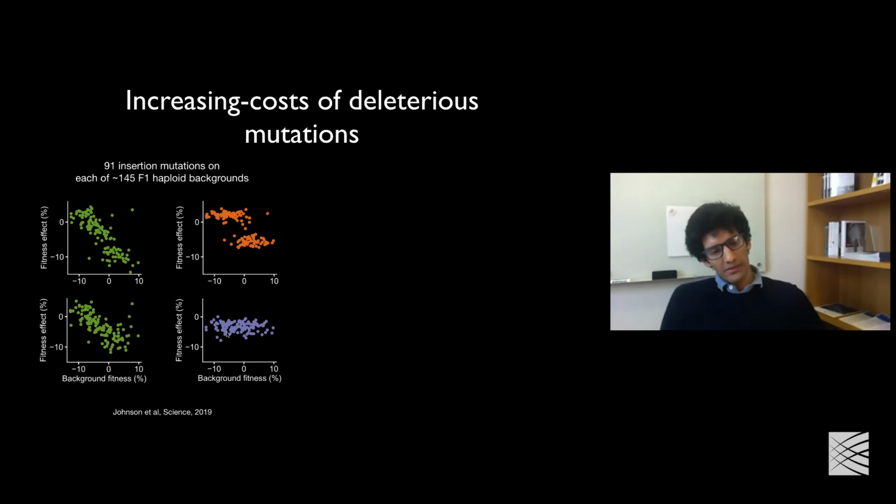Now, at least naively, if you think that there isn't much epistasis, what you would expect is something like these two plots over here, right? So you either expect that the fitness effect of a mutation doesn't depend on the background, so you should see a constant fitness effect independent of the background fitness. Or perhaps the mutation has epistasis with one allele in your background. So if you plot the fitness effect against the background fitness, you get two different effects depending on whether the allele is present in your background or not.